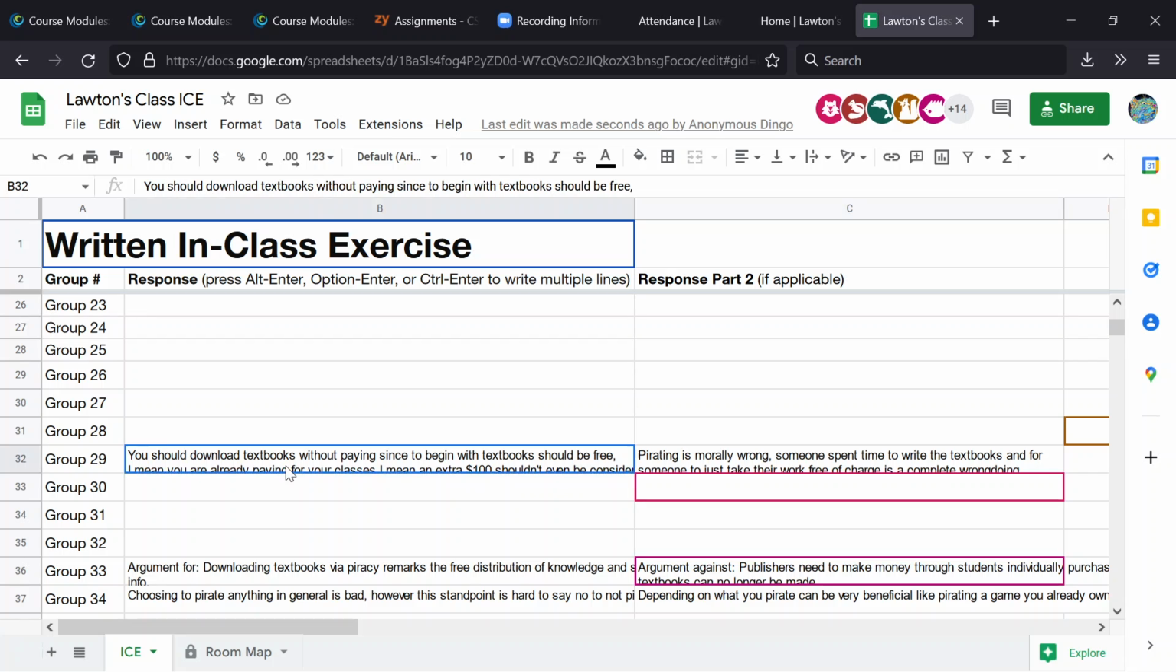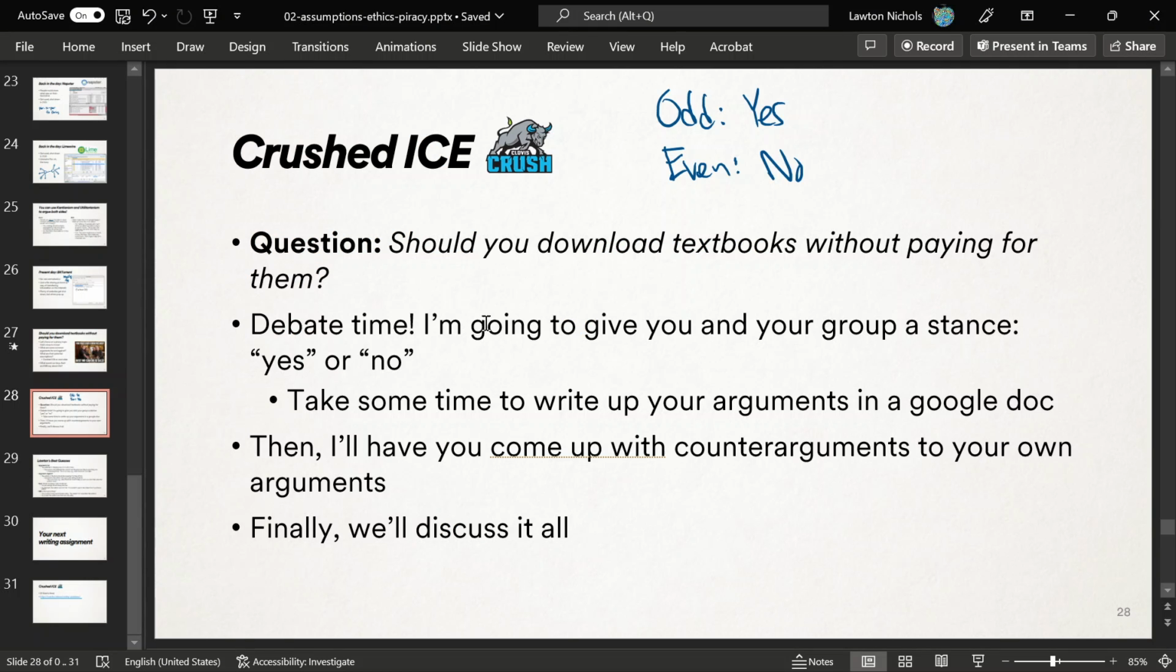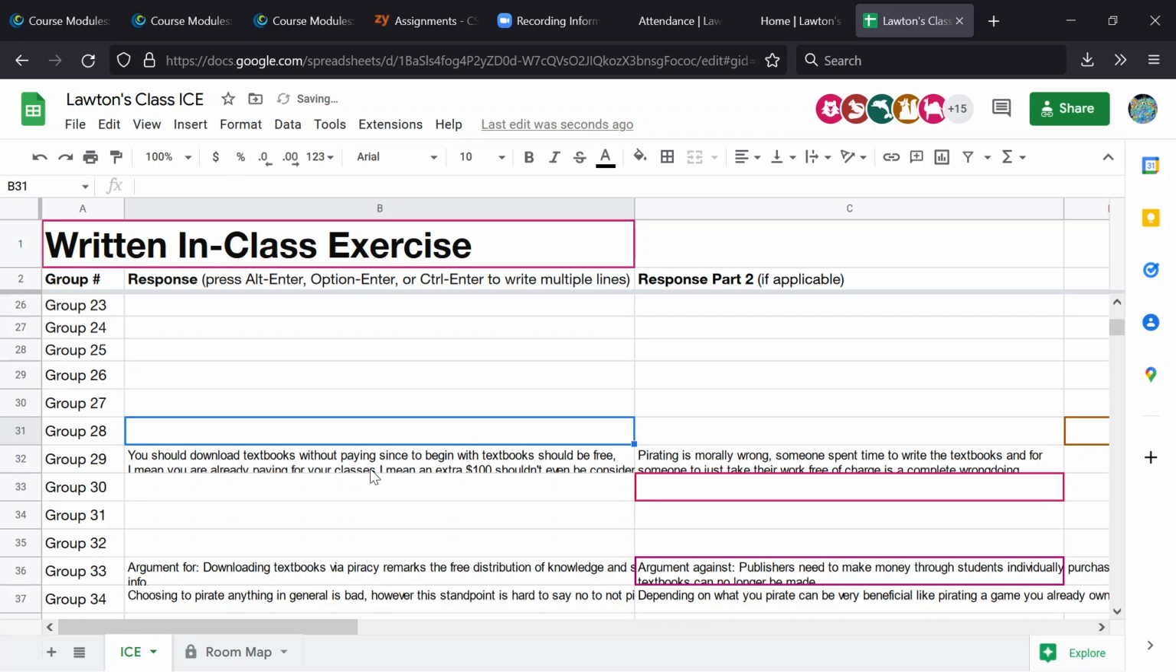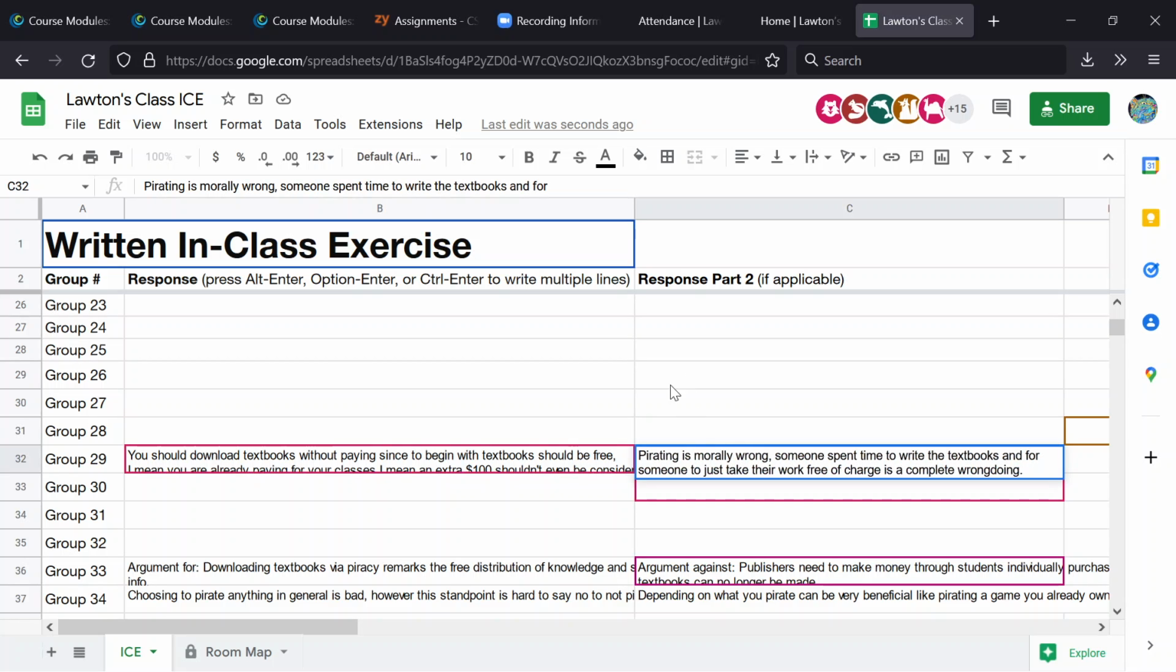Let's try group 29. So odd group said, yes, we should be able to steal textbooks. Let's take a look at these arguments. You should download textbooks without paying, since to begin with, textbooks should be free. That's right, you're already paying for your classes. Why shouldn't that include maybe the price of the textbook? You're paying enough money, so it's an argument in terms of money. Very nice. Why should you pay extra if you're already paying for a textbook?